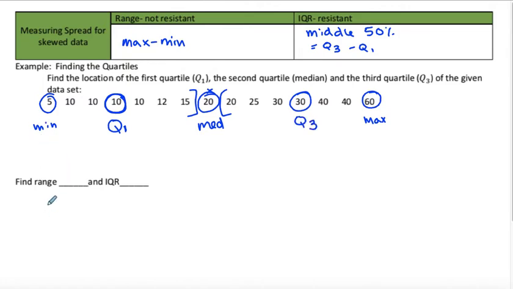So the range we would be finding by taking 60 minus 5 to get our range of 55. Our interquartile range is here to here. So how far away is 30 from 10? That's 20. So our range varies by 55, and the interquartile range is 20. So that tells us something about our variation and the spread of the data.